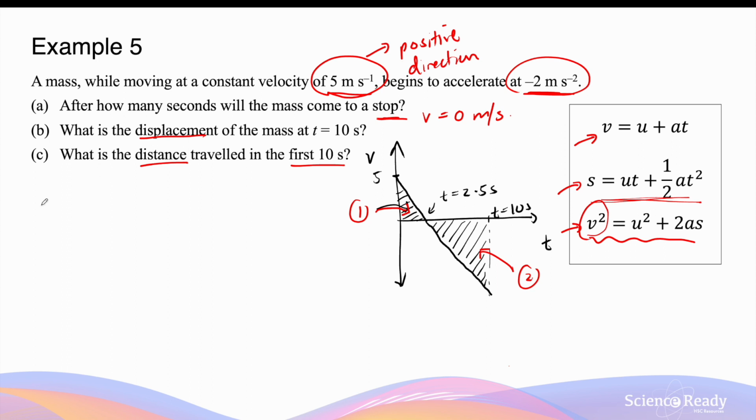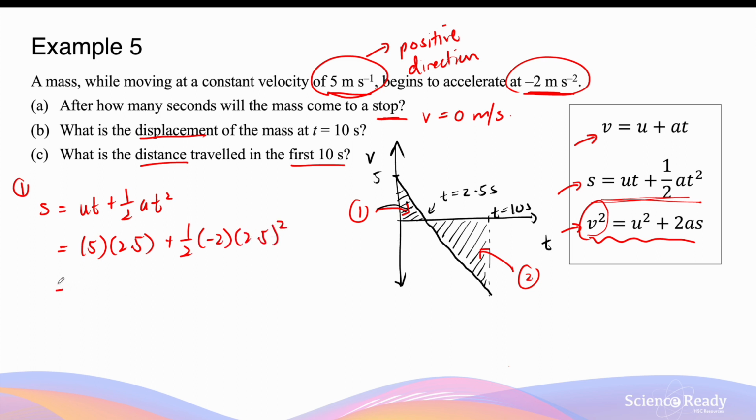In the first interval, the displacement of the object is given by s equals ut plus half at squared. So the initial velocity is 5 meters per second, time is 2.5 seconds because that's the length of the first interval, plus half times minus 2 times 2.5 squared. This gives me a positive displacement of 6.25 meters.